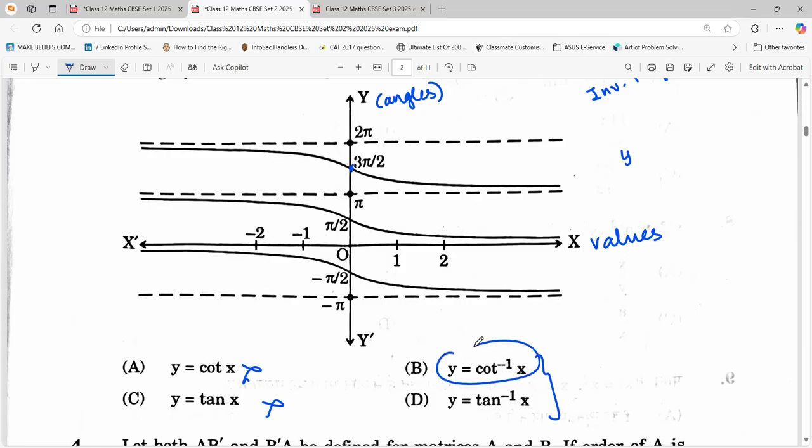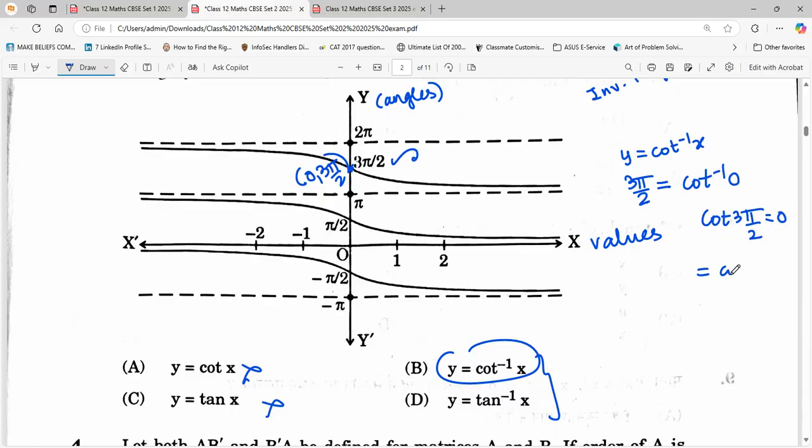I'm going to try this question. So y is equal to cot inverse of x. This point is 0, 3 pi by 2. If y is equal to 3 pi by 2, then x is cot of 3 pi by 2, which should be 0. Is that true? Cos 3 pi by 2 by sine 3 pi by 2. Sine 3 pi by 2 is anyway going to be -1, but what matters is cos 3 pi by 2 is actually 0. So this statement is true. This one is true, and the other is false.